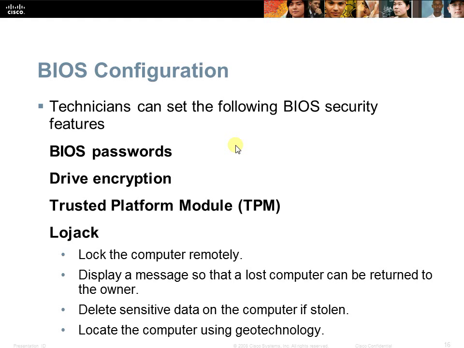And then there's some other things, installing a LoJack, which will allow the computer to be locked remotely if the computer were lost. And also it would display information for a lost computer so it could be returned to the owner. Or in the case of being stolen, it could delete any sensitive data on the computer. And it also would allow the computer to be located via a geotechnology, so a GPS type of information to allow our user to find it if it was stolen or lost. Kind of like what's in your smartphones, I suppose.